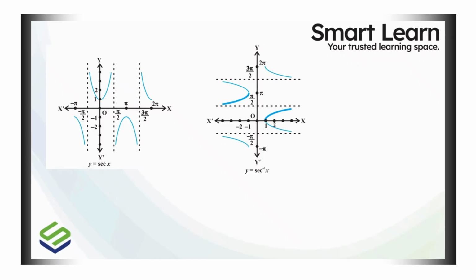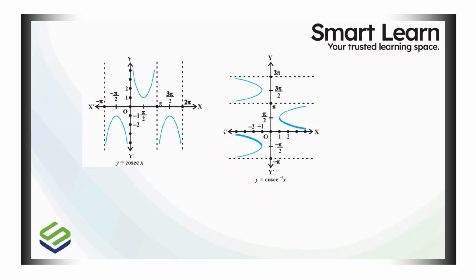Okay. This is the cosec inverse graph, cosec x and cosec inverse of x. Same: domain will become range, range will become domain. But here, which value? 1 by sine 0. So at n pi values it is not defined.